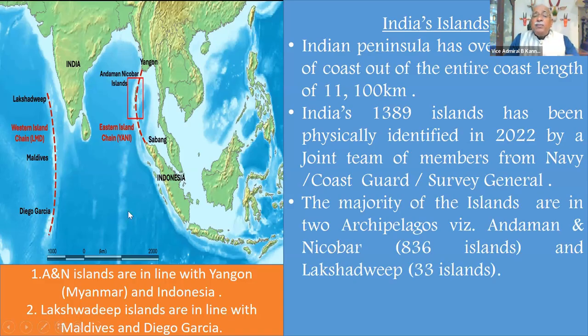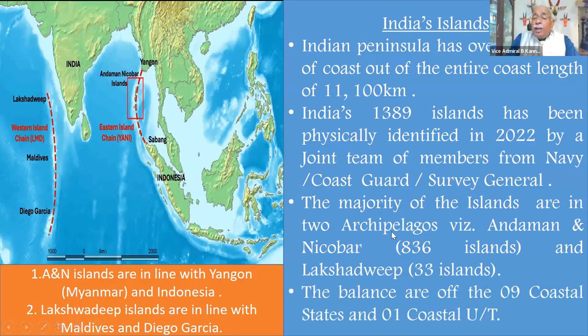The majority is in Andamans Nicobar line and in Lakshwadeep line. Andamans Nicobar is 836. Lakshwadeep is 33 islands only. All of them are not inhabited. Some are uninhabited. And we will see more details of this later.